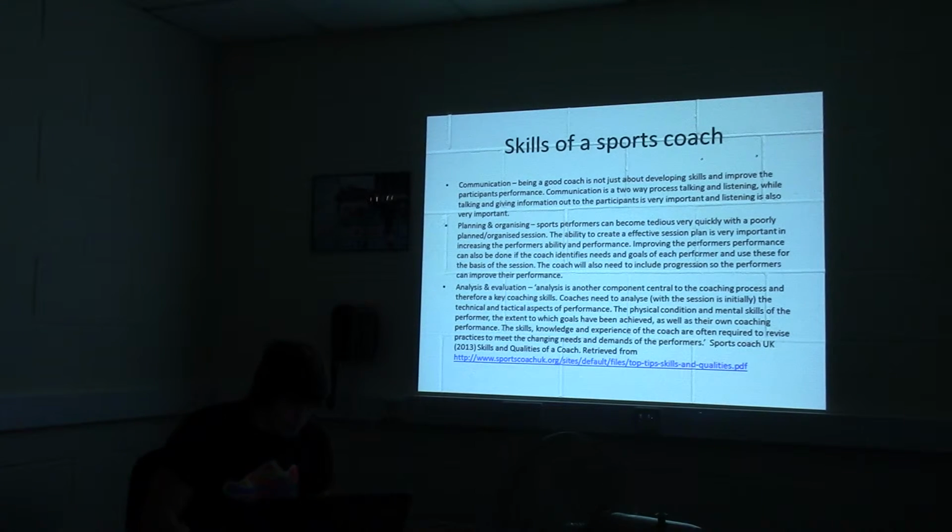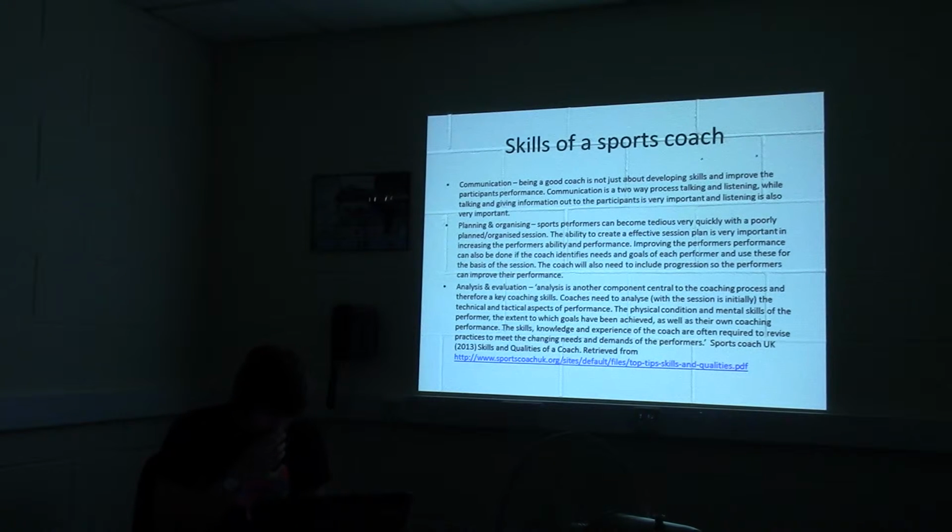Analysis and evaluation. Analysis is another good component central to the coaching process and therefore a key coaching skill. Coaches need to analyse the technical and tactical aspects of performance, the physical condition and mental skills of the performer, the extent to which goals have been achieved, as well as their own coaching performance. The skills, knowledge and experience of the coach are often required to revise practices to meet the changing needs and demands of the performers.